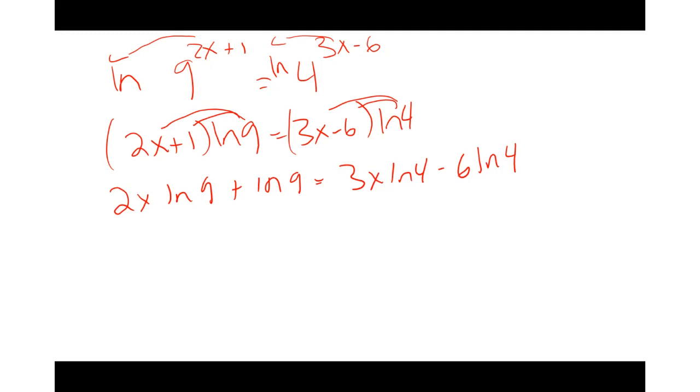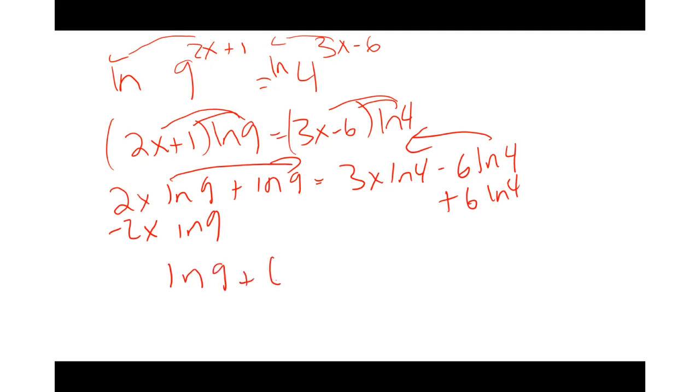Now we've got to get the x's on the same side. Do you want them on the left side or the right side? It functionally doesn't matter. I'm going to move this one over here and this one this way. So we'll be adding 6 ln 4 and subtracting 2x ln 9. What we have is ln 9 plus 6 ln 4 on one side, and 3x ln 4 minus 2x ln 9 on the other. Let me pause there.